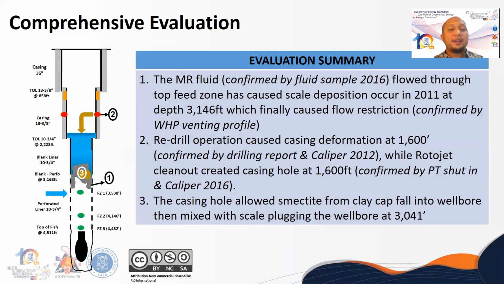Number two is the radial operation caused the casing deformation at depth 1600 feet, confirmed by the drilling report and also the caliper survey in 2012. Meanwhile, the rotorjet operation clean out 2015 has created severe condition, which is the casing hole at the same depth 1600 feet, confirmed by the PT shut-in data and also the caliper survey data in 2016.